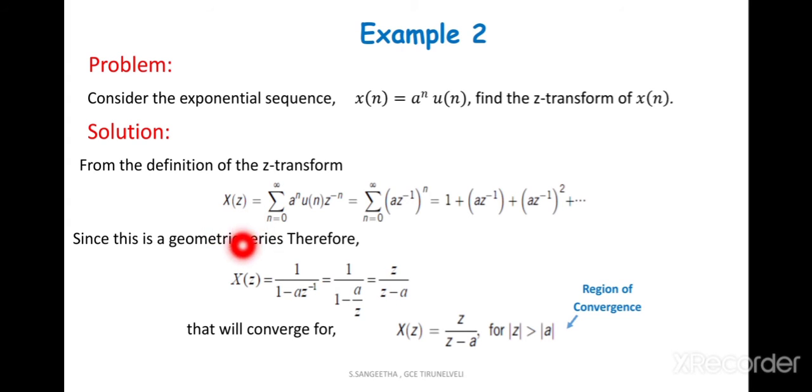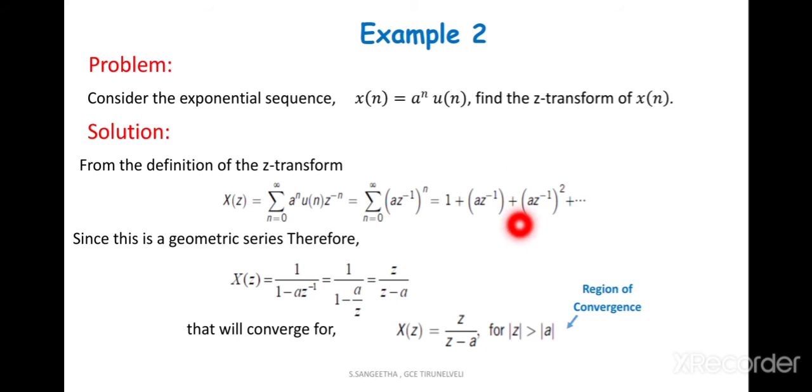Capital X of z, the formula will be summation of n is equal to 0 to infinity. Here in the place of x of n we are substituting the values a power n u of n, so a power n u of n z power minus n. So next you have to write the equation as a z power minus 1, the whole power n. So substituting the same as in the previous problem, the value of n will be substituted from 0 up to infinity. We are getting the equation as 1 plus a z power minus 1 plus a z power minus 1 the whole square up to infinity.